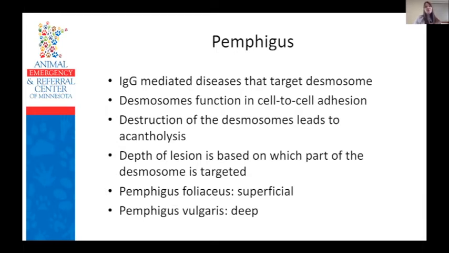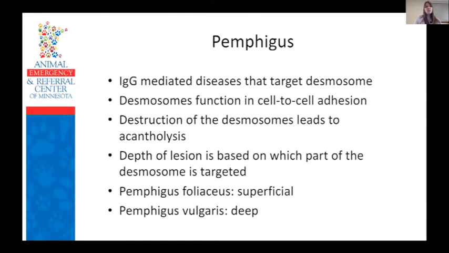So pemphigus is actually pretty common. I'm sure most of you have probably seen a case at some point in your careers, whichever form, it doesn't matter. They're all relatively similar. Some are just more severe and some are less severe. It is an IgG-mediated disease, so you have antibodies attacking the desmosomes. Your desmosomes are what keep all of your cells together. They communicate between cells and they also hold everything together.